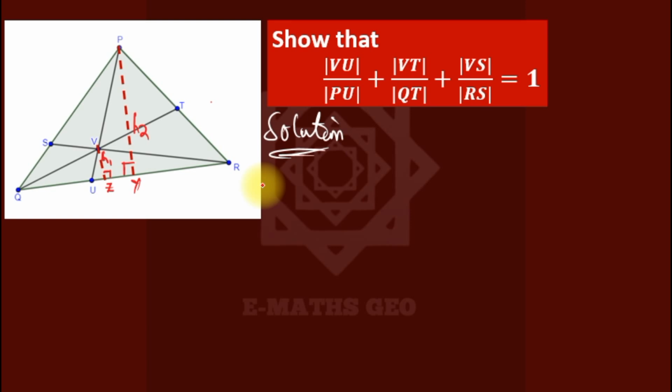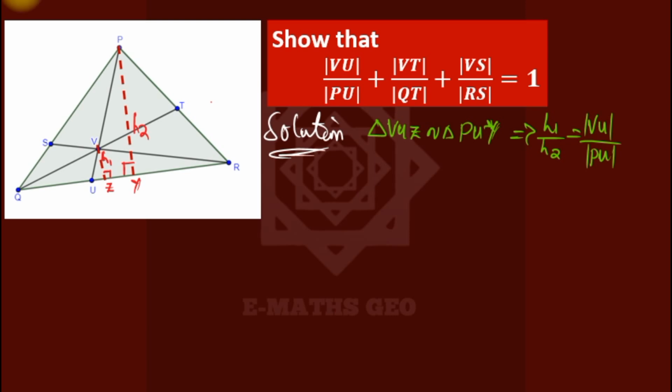So we have two similar right triangles, VUZ and PUY. So we see that triangle VUZ is similar to triangle PUY by right triangle similarity theorem, which implies that H1 over H2 will be equal to the ratio of their hypotenuses. Since similar triangles have proportional sides, we have VU over PU. So we've noted that.